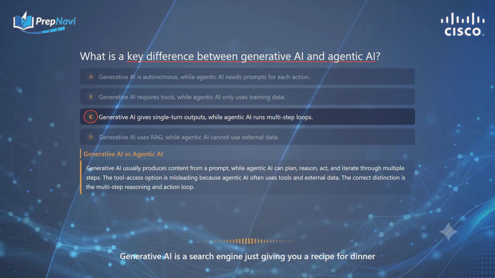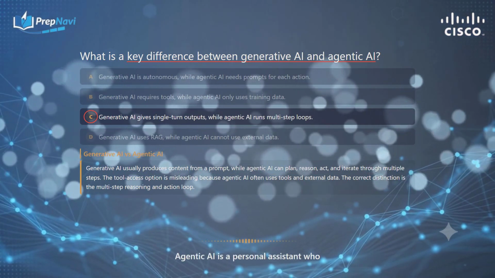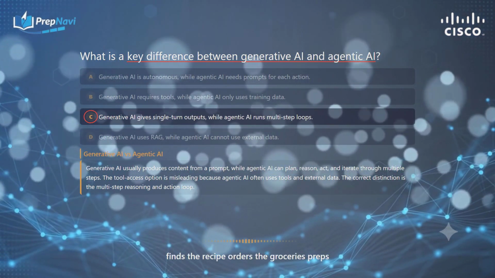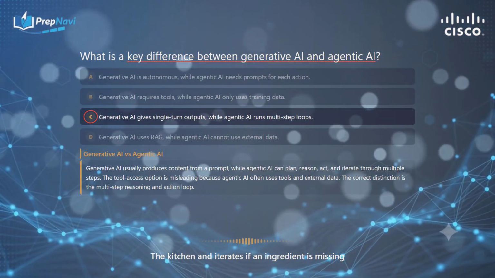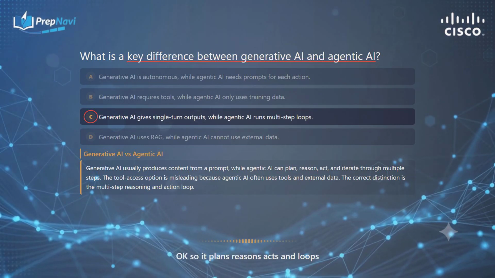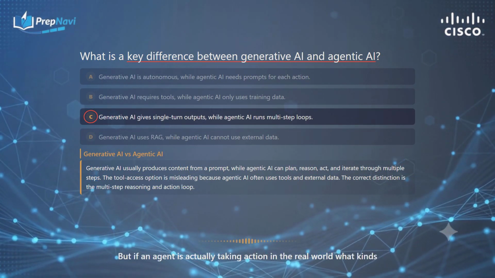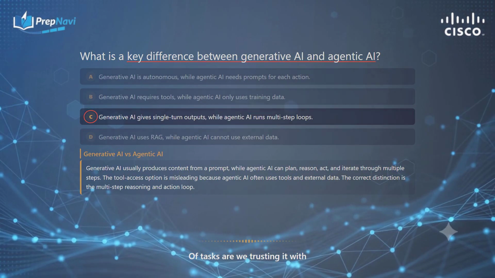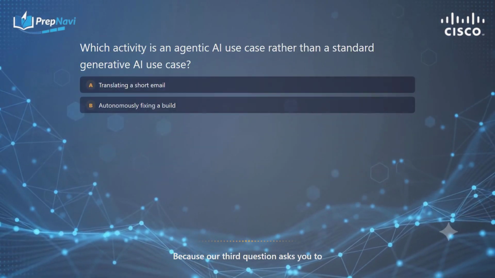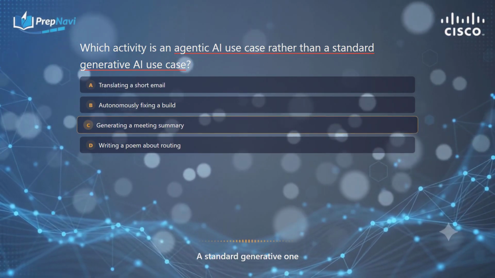Spot on. Generative AI is like a search engine just giving you a recipe for dinner. Agentic AI is like a personal assistant who finds the recipe, orders the groceries, preps the kitchen, and iterates if an ingredient is missing. Okay, so it plans, reasons, acts, and loops. But if an agent is actually taking action in the real world, what kinds of tasks are we trusting it with? Because our third question asks you to identify a specifically agentic use case over a standard generative one.